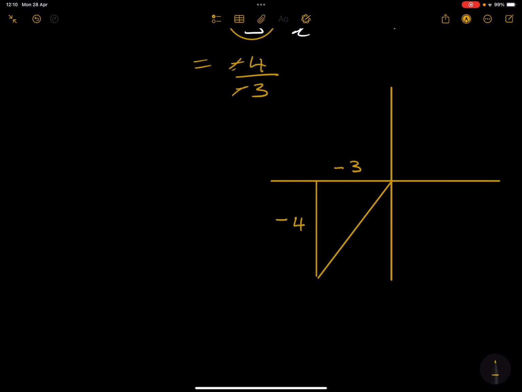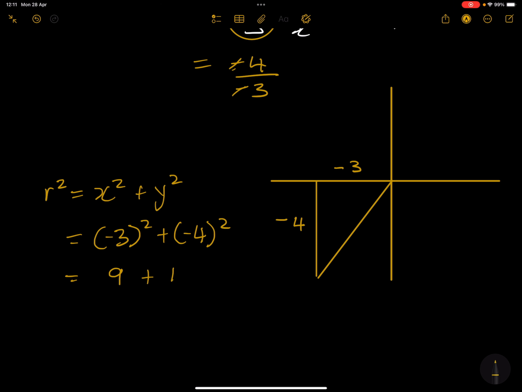So now we're going to look for the r value. We're going to say r squared is equal to x squared plus y squared. And so that gives me negative 3 squared plus negative 4 squared. That would be 9 plus 16, so r squared is equal to 25. And remember, we said that r is always positive. So when I take the square root, I will say plus or minus, but we're definitely going to go with the positive answer because r is always positive.